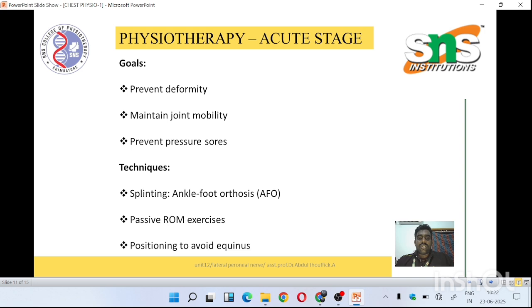What is the physiotherapy in the acute stage? In the acute stage, our goals are to prevent deformity, maintain joint mobility, and prevent pressure sores. We use an ankle foot orthosis to prevent foot drop and equinus varus. Passive range of motion exercises to maintain joint integrity, and proper positioning to avoid pressure injuries, since pressure on the fibular neck may injure the common peroneal nerve.